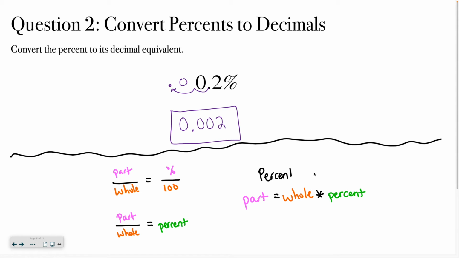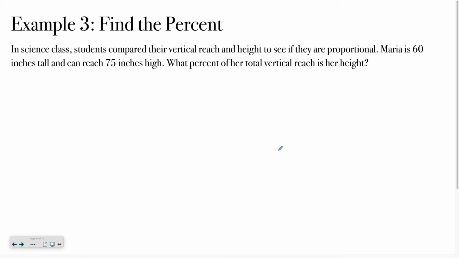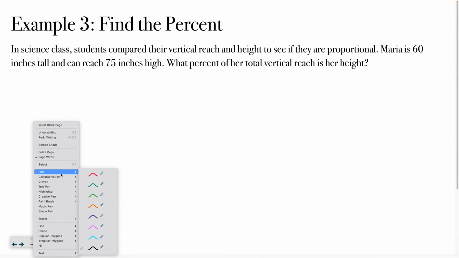All right, and I know that this is my percent equation because there is an equal sign, okay? This right over here, that was our proportion. We had a fraction equals a fraction, right? And then all I did was I changed it into what's called the percent equation. Okay, now let's solve this first problem. Well, I guess it's example 3, but let's solve it.